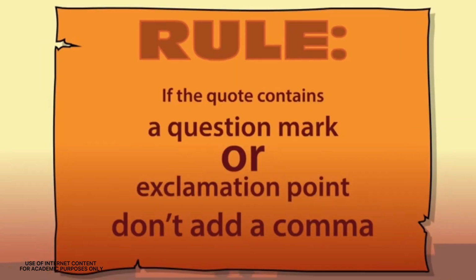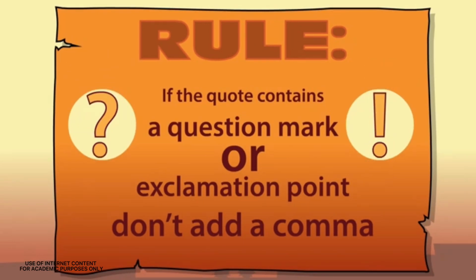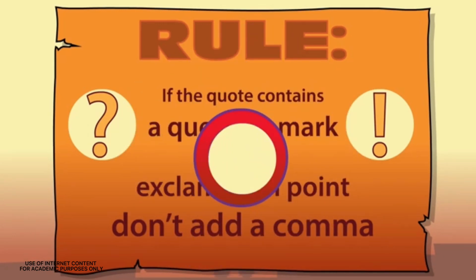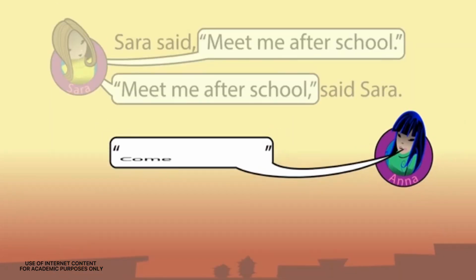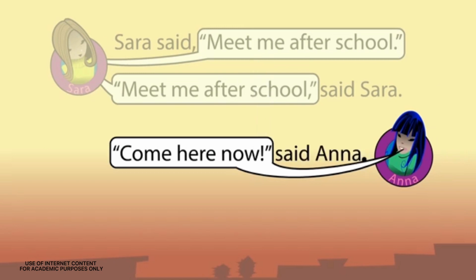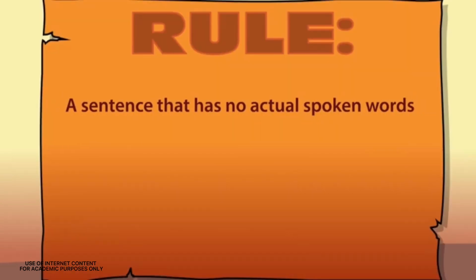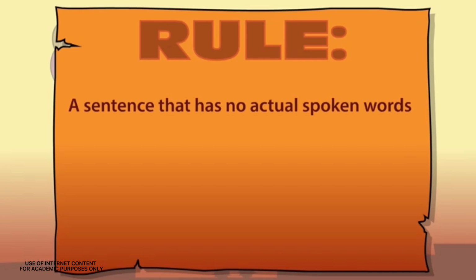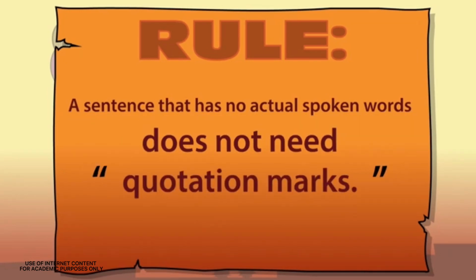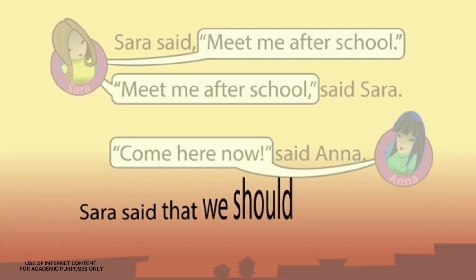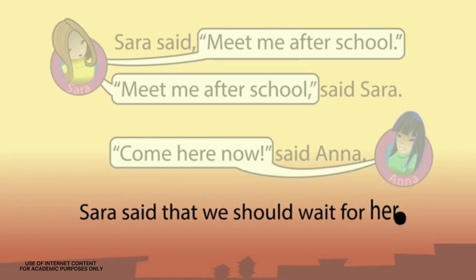If the quote contains a question mark or an exclamation point, don't add a comma. "Come here now," said Anna. A sentence that has no actual spoken words does not need quotation marks. Sarah said that we should wait for her.